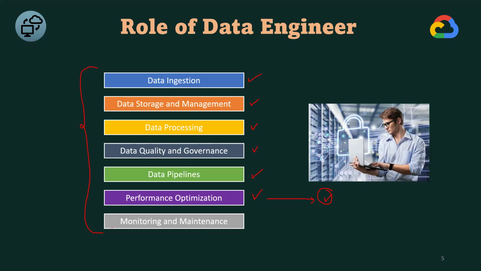And then one more thing is monitoring and maintenance. As I told you, we need to monitor our pipelines, whatever pipelines we have created. A data engineer is supposed to monitor those pipelines, because if one fails at some point of time, you need to fix it as soon as possible, so that the downstream people are getting accurate data.